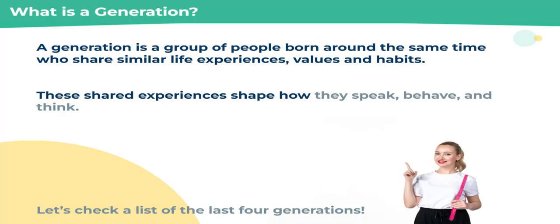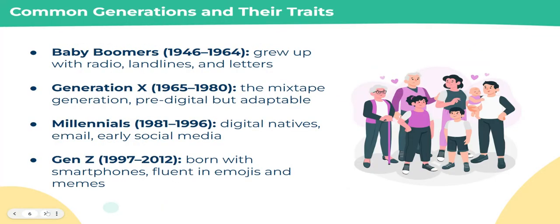So let's check a list of the last 4 generations. We've got some common generations and their traits, their characteristics. Let's go back to baby boomers. Baby boomers were born between 1946 and 1964, and they grew up with radio, landline phones, and letters. These are traits of their generation. Baby boomers, 1946 to 1964.